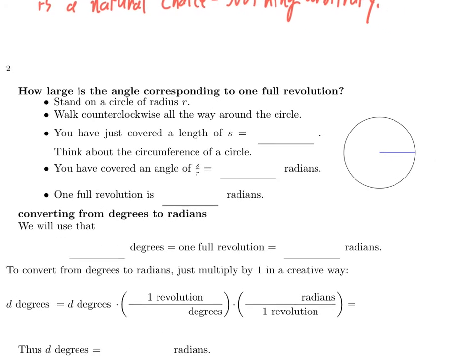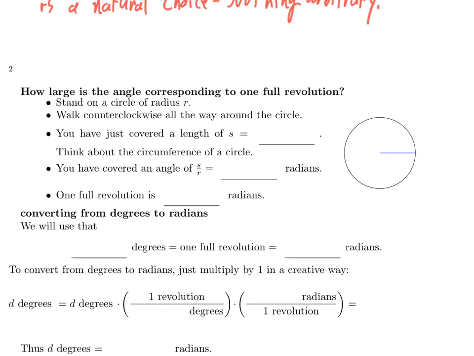So I'm going to try to have both of these on screen. Let's stand on a circle of radius r. So the radius of this circle is r. Let's start at that point on the circle. It doesn't matter which point you start with. Let's walk counterclockwise all the way around the circle. That traces out some angle. It traces out an angle equal to one full revolution.